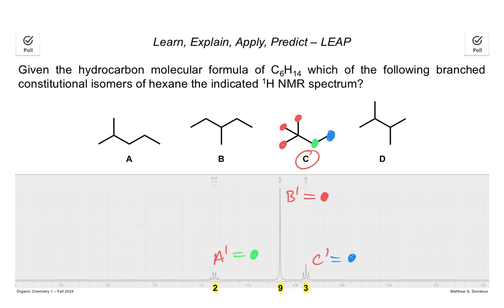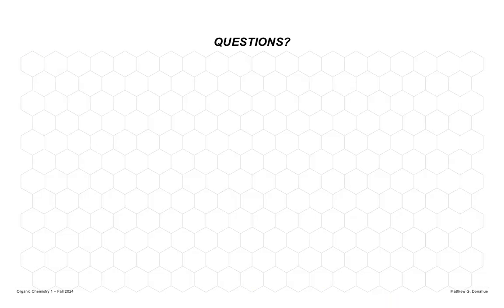So when we learn about actually interpreting this data a little bit more, this number is called integration. And for now, we're just calling it a ratio. Any questions? There's our question slide.